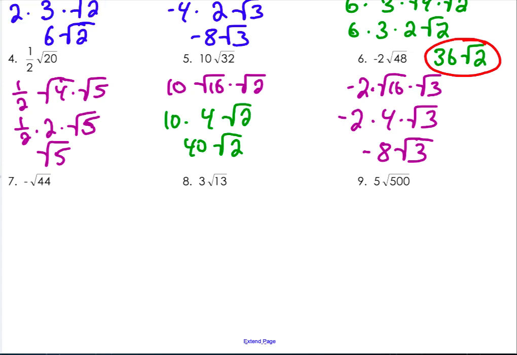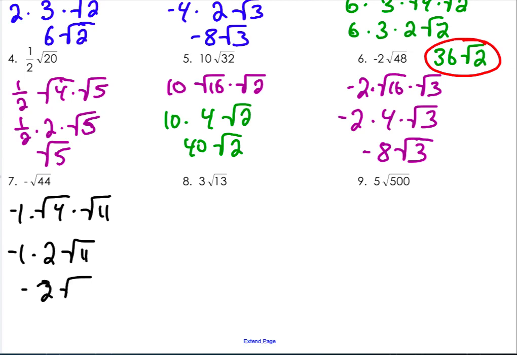So here, negative 1 times the square root of 4 times the square root of 11. Square root of 4 is 2 times negative 1 is negative 2 square root of 11. Here, 3 square root of 13. Well, square root of 13 doesn't have any perfect square roots, so it just stays 3 square roots of 13.